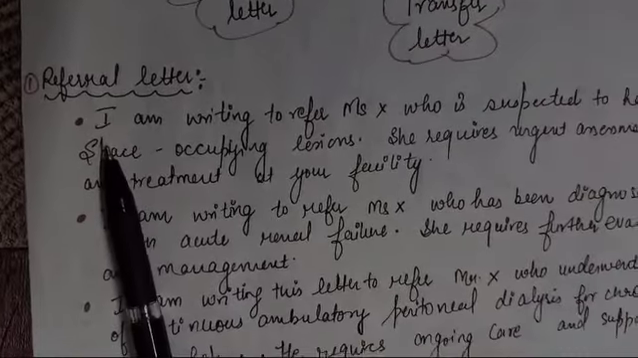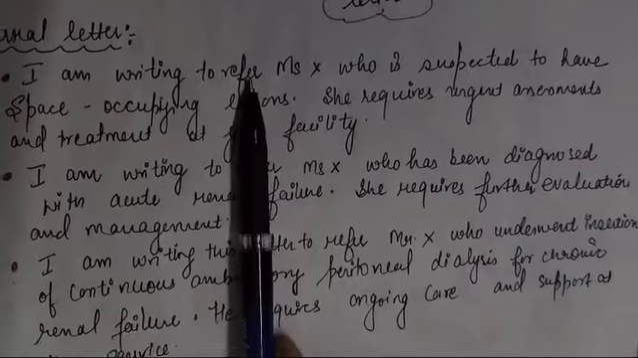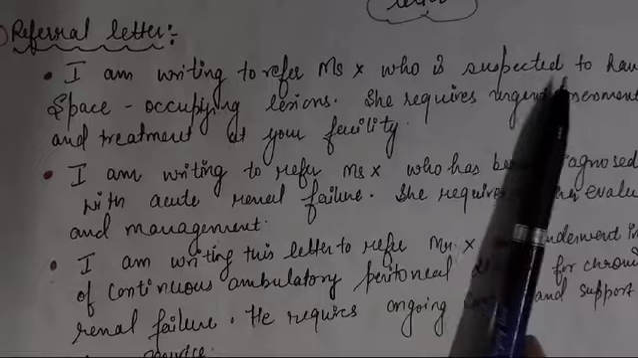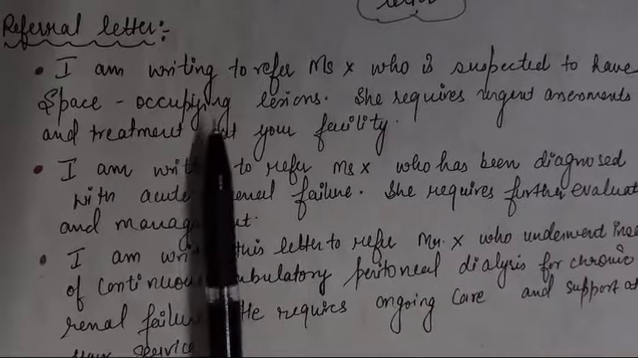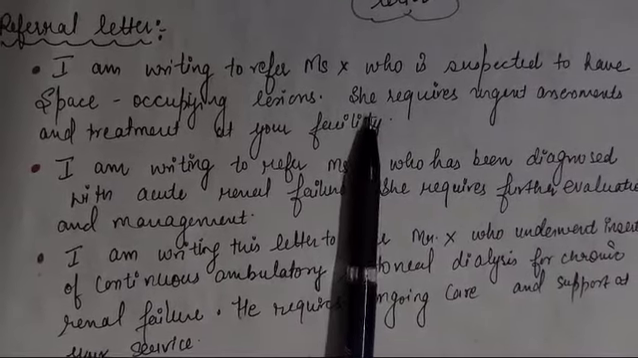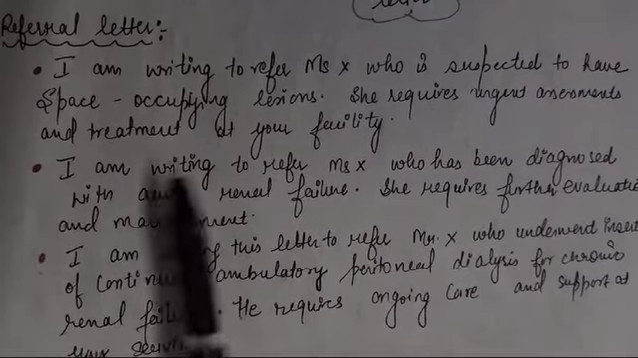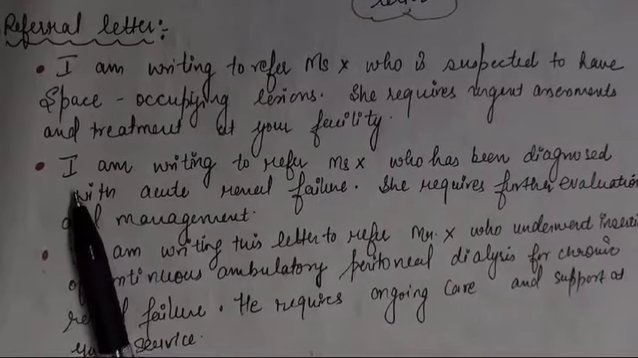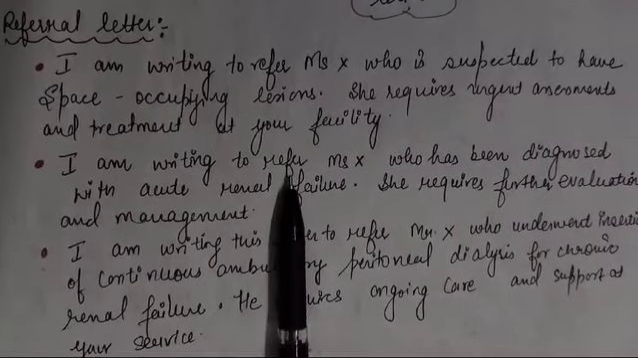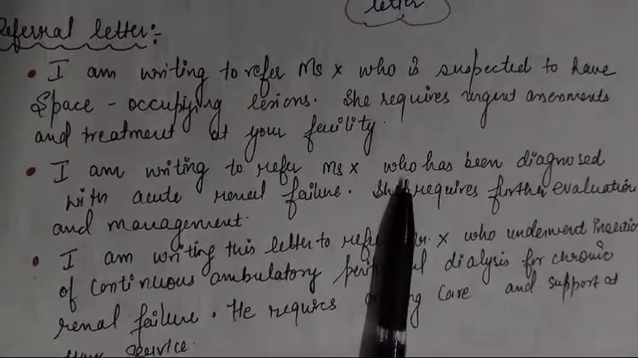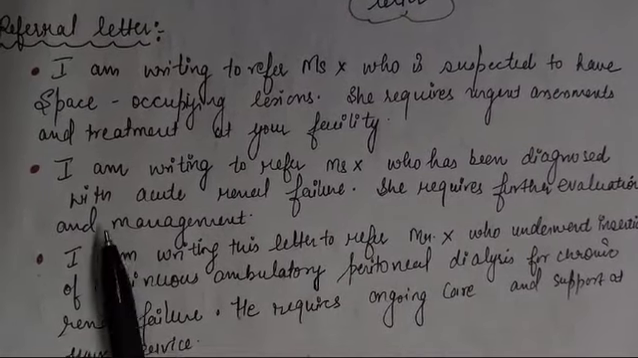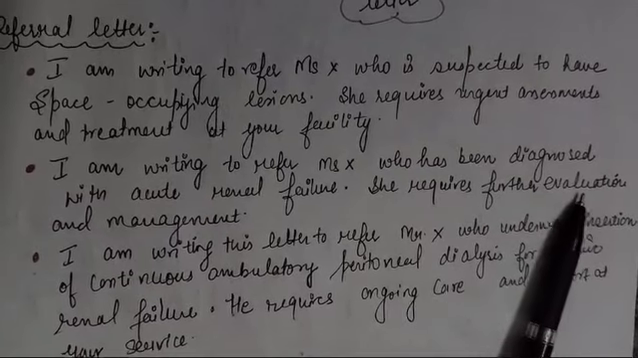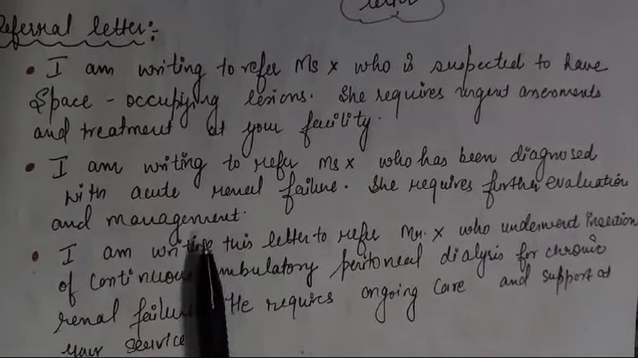Referral letter. I am writing to refer Miss X, who is suspected to have a space occupying lesion. She requires urgent assessment and treatment at your facility. Second example: I am writing to refer Miss X, who has been diagnosed with acute renal failure. She requires further evaluation and management.